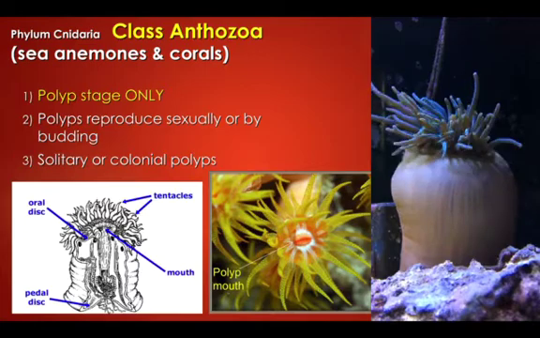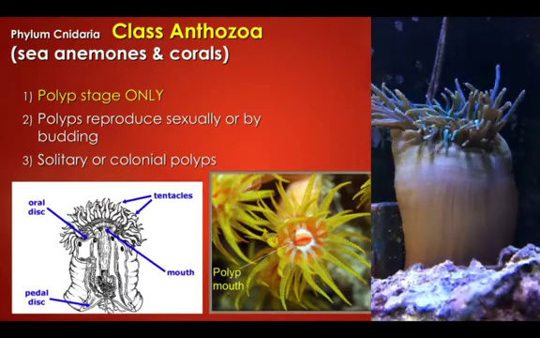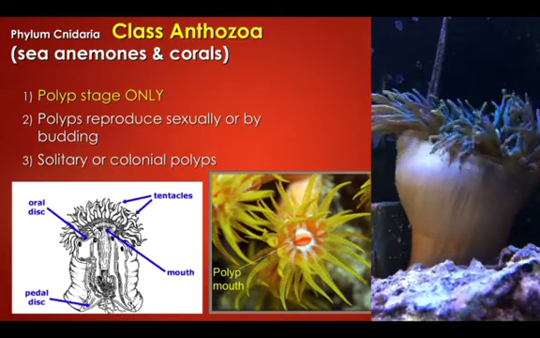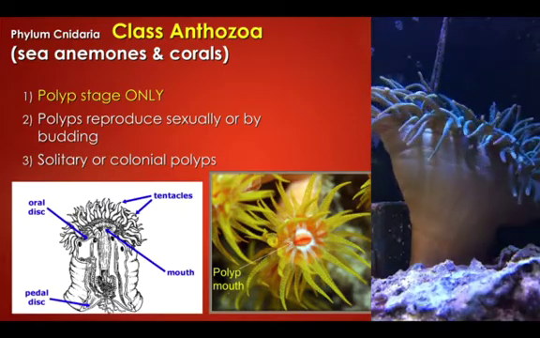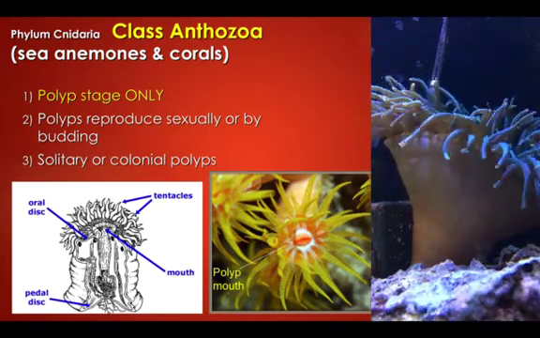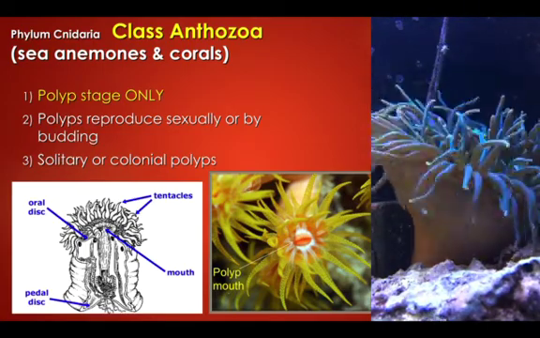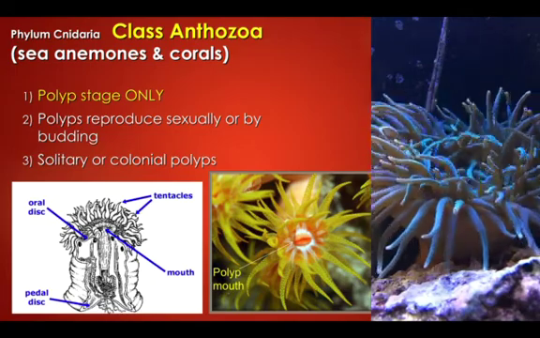Next, we have our class Anthozoa. The class Anthozoa includes things like sea anemones and coral reefs. So corals are in the class Anthozoa. Those are colonial types of organisms in the class Anthozoa. They are polyp stage only, so they do not exhibit a medusa stage and can therefore produce egg and sperm.